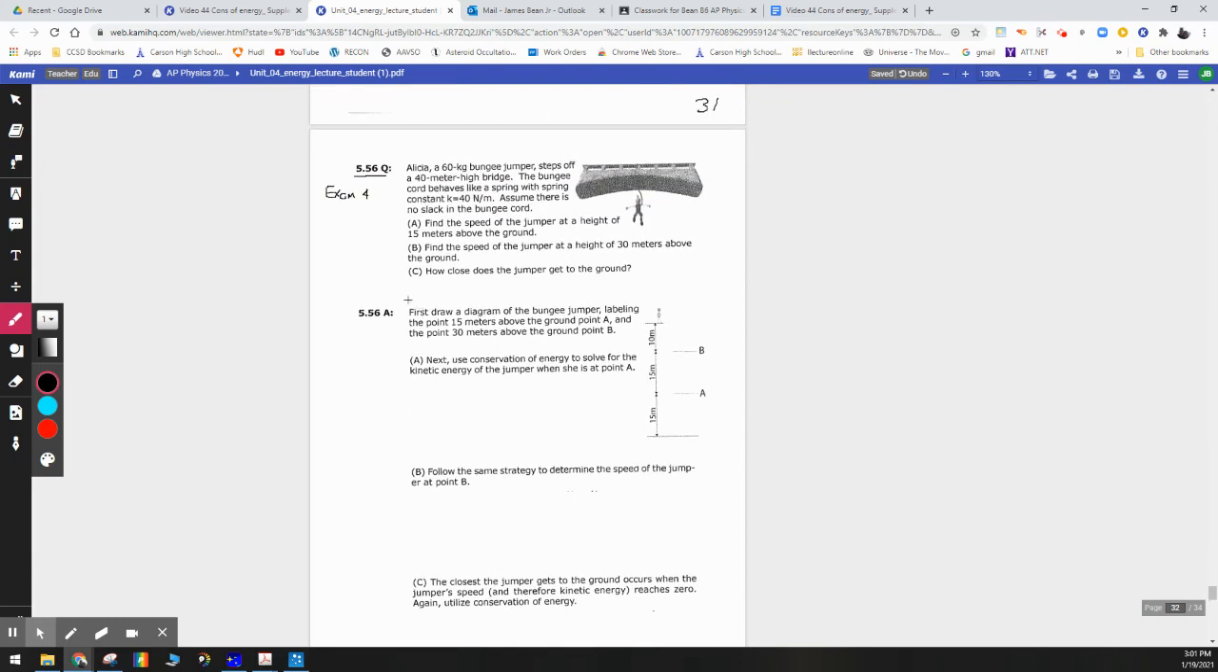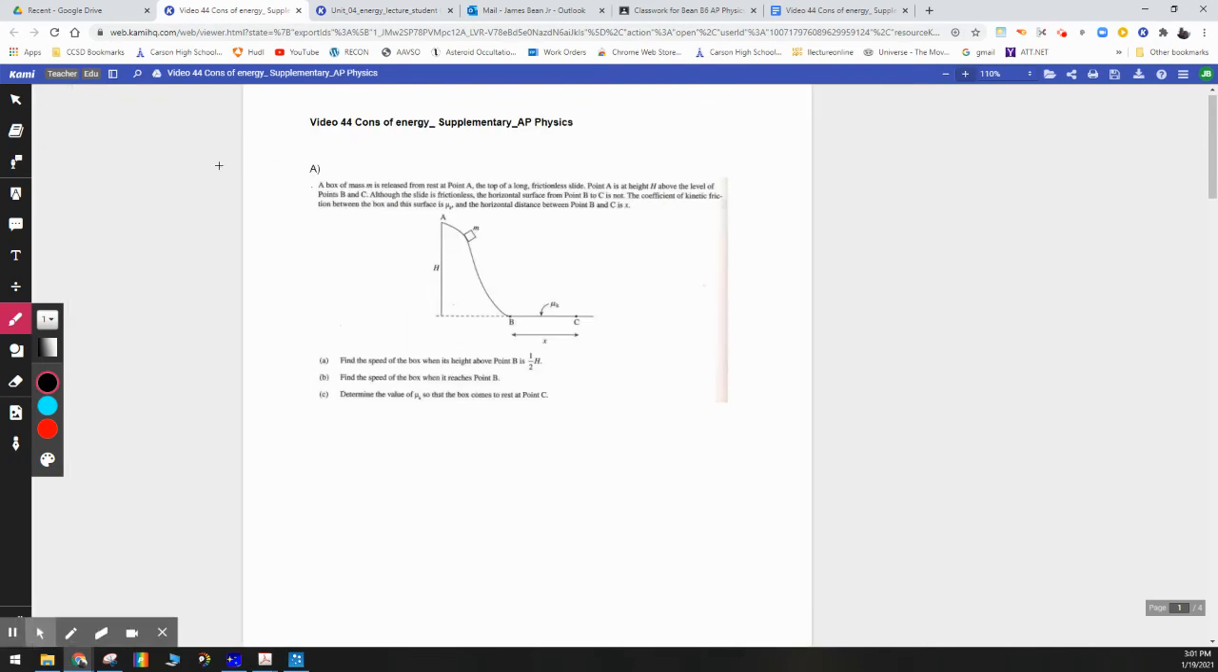All right, so now before I cut you loose here, we want to look at some supplementary problems. We hit pause. All right, so these are some more AP level type questions. We want to apply what we learned to this here, and we'll look at this problem in more detail. A box of mass M is released from point A, top of a long frictionless slide.